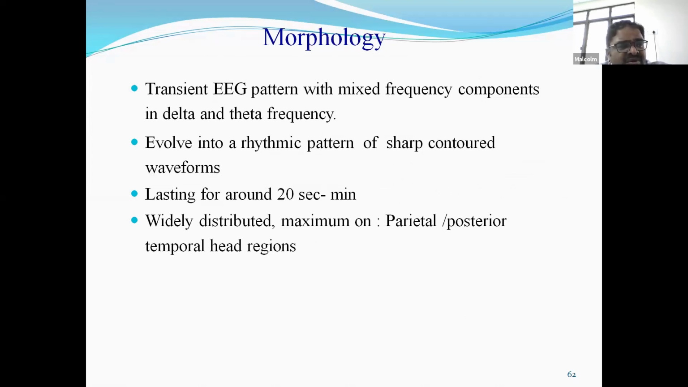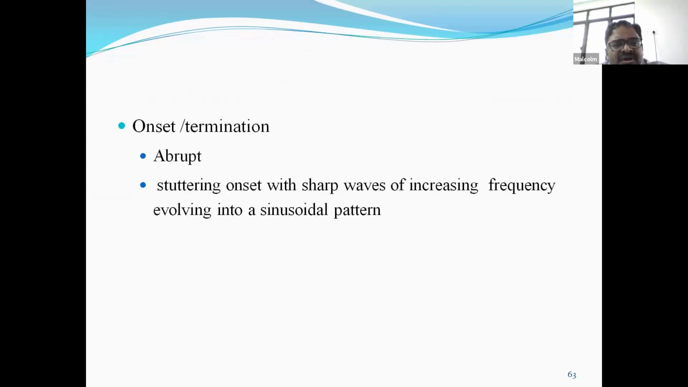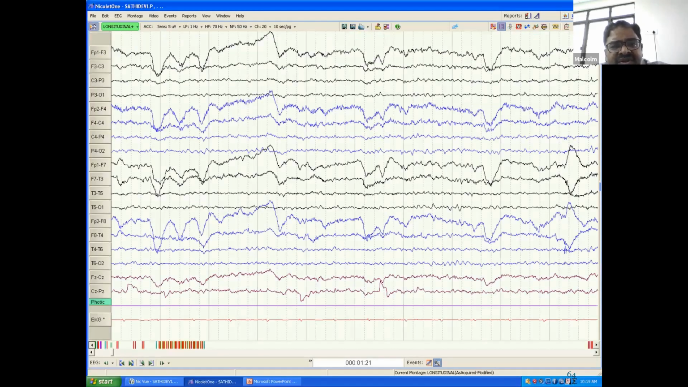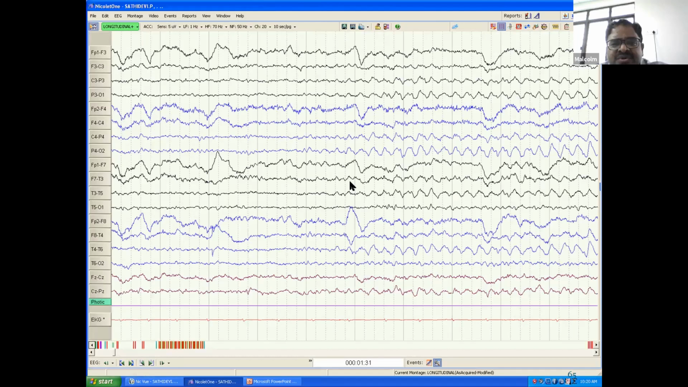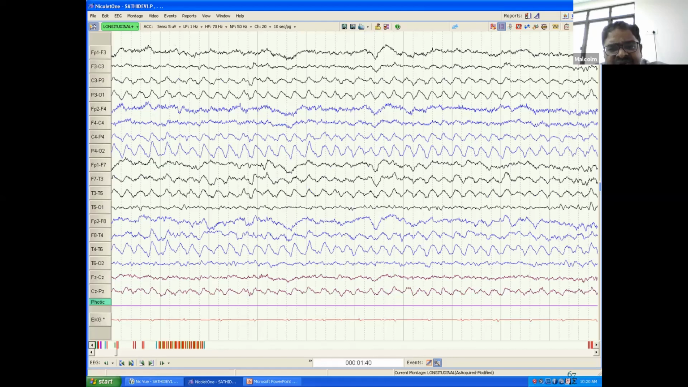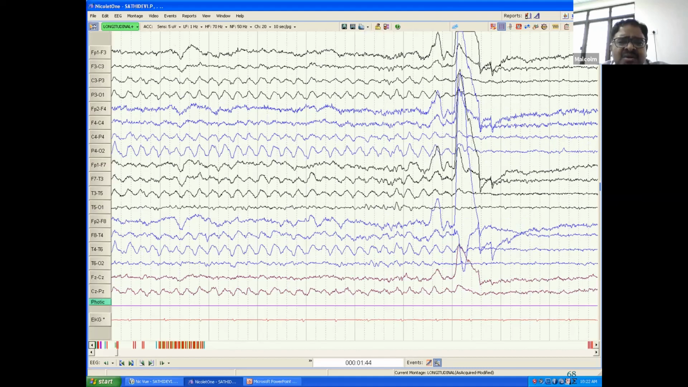It's widely distributed, but maximum over the parietal or posterior temporal head regions. It has an abrupt onset or a stuttering onset with sharp waves of increasing frequency, evolving into a sinusoidal pattern. So here you see a bipolar montage. The patient is awake, having blink responses, and as you see, a kind of theta rhythm suddenly evolves as a burst, or it starts evolving, keeps evolving without much change in dynamicity, and it can have a sudden abrupt offset.